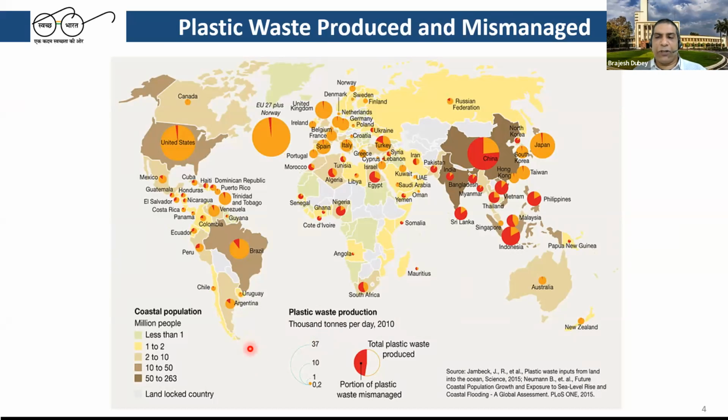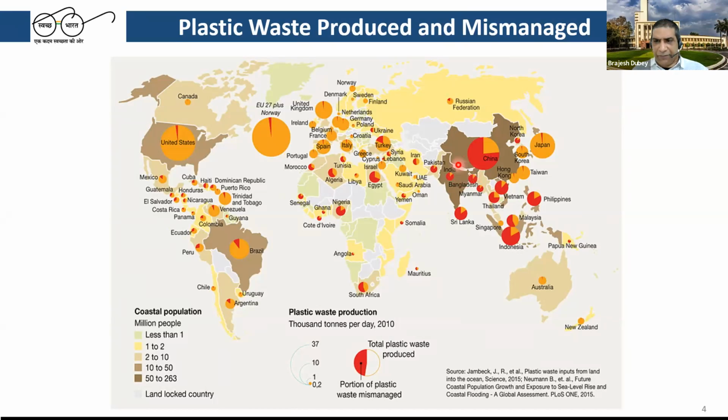In this graph, what you are looking at is the total plastic produced, which is the big circle, and the dark red one is the portion of plastic waste which is mismanaged. As you can see, in India a big chunk is mismanaged. Now, the data for a country like India and many developing countries is not very nicely collected. We don't do a very good job of data collection, because so much is happening in the informal sector.